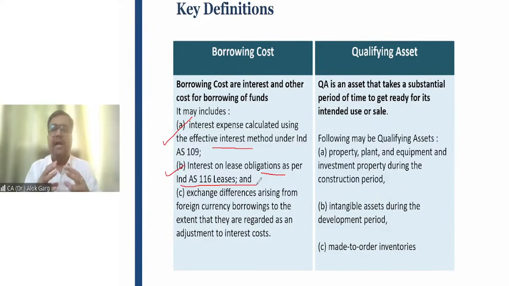Let's say I am a company, ABC Limited. I am constructing a plant, a factory. For construction of the factory, I have not taken any loan. I'm making this a very simple example. I am using my own funds to construct this factory.